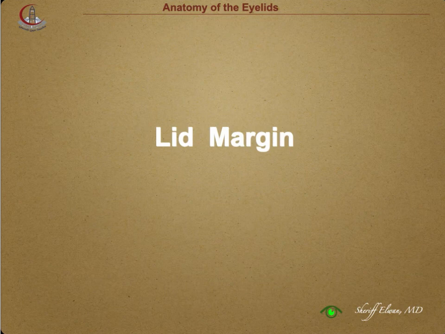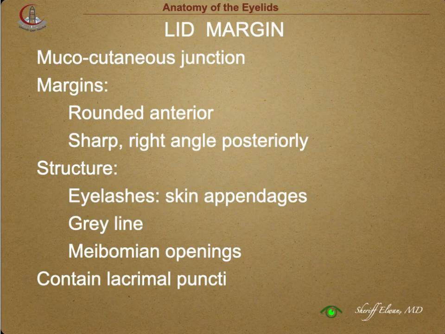Now we come back to the lid margin. And the lid margin actually is a very important clinical area, as it is a mucocutaneous junction affected by a couple of diseases that you are going to know in your course of ophthalmic medicine. It has got a rounded anterior margin and a sharp right-angled posterior margin, and this forms the function of lid resurfacing of the cornea for its health.